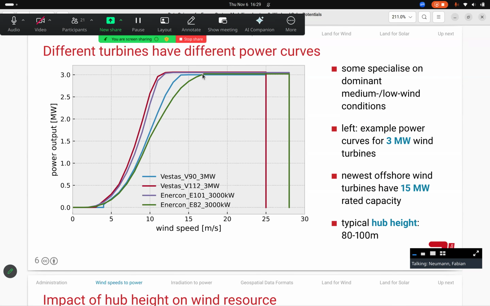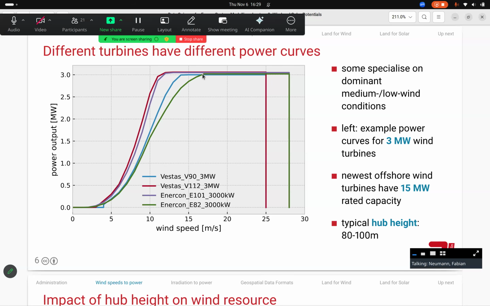It can also depend on the prevailing wind conditions. For example, if you have very frequently kind of low to medium wind speeds and very rarely really high wind speeds, then it can make sense to maybe choose a turbine that can operate at high power for relatively low wind speeds, so kind of low wind turbines.